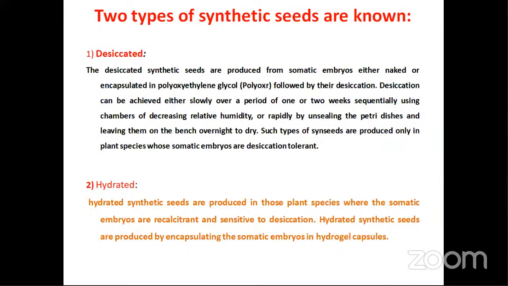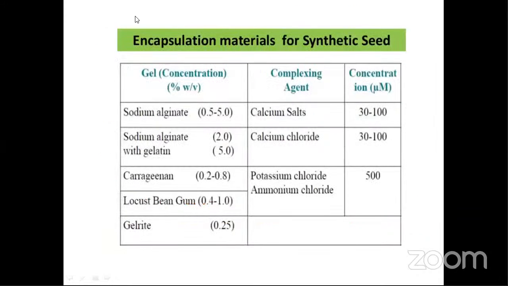Whereas hydrated synthetic seeds are produced in those plant species where the somatic embryos are recalcitrant and sensitive to desiccation. Here, hydrated synthetic seeds are produced by encapsulating the somatic embryos in hydrogel capsules. Next, please. These are some encapsulating materials: sodium alginate, gelatin, carrageenan, locust bean gum, gelrite, and complexing agents were used as calcium salts: calcium chloride, potassium chloride, ammonium chloride.